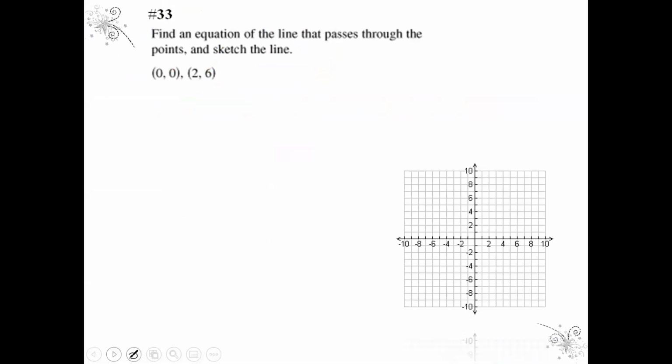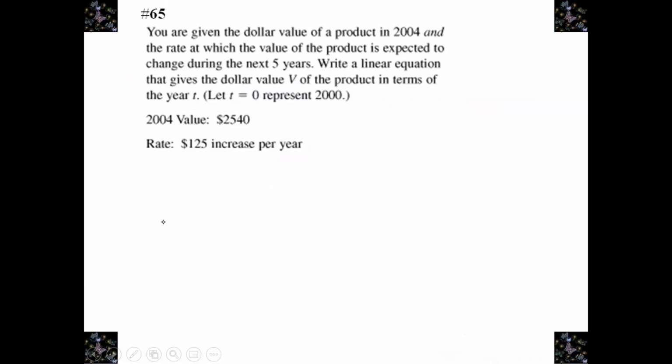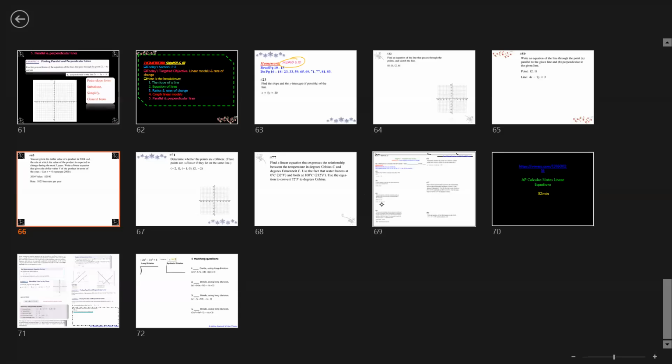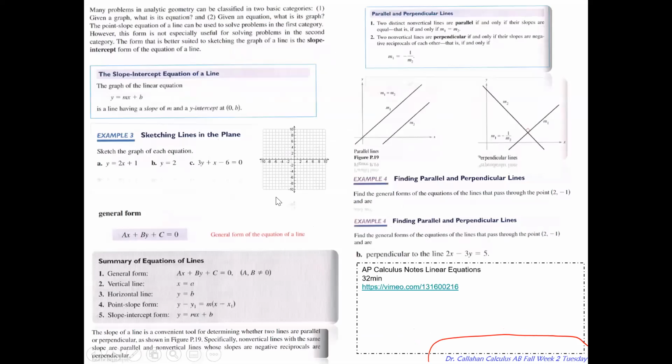All right, that is basically it for this lesson. You are welcome to do some additional practice that I have given you. Today, as a summary, we went over long division and synthetic division, two different ways of dividing polynomials. In addition to that, we went over parallel and perpendicular lines and the different forms of equations of a line.